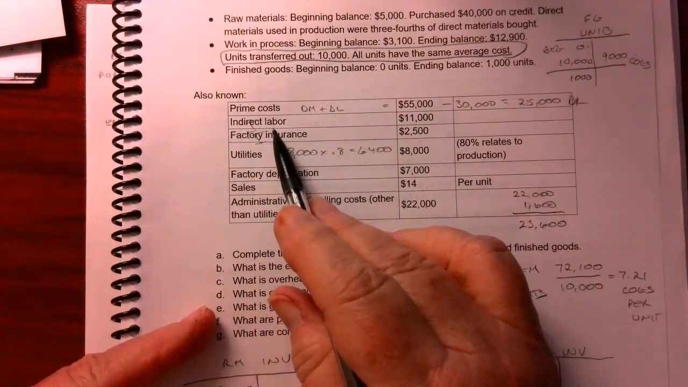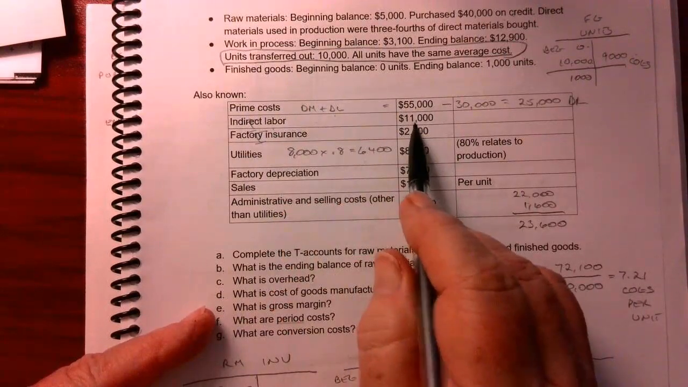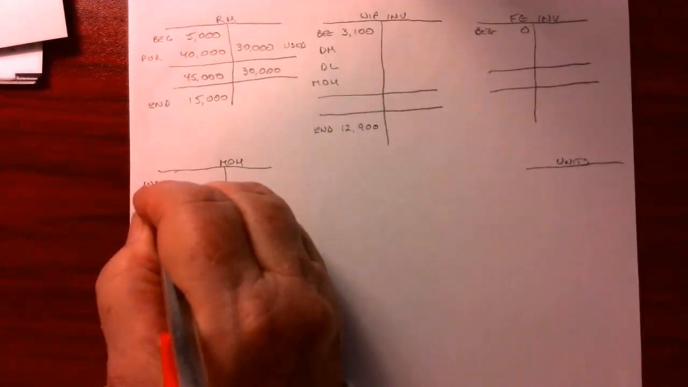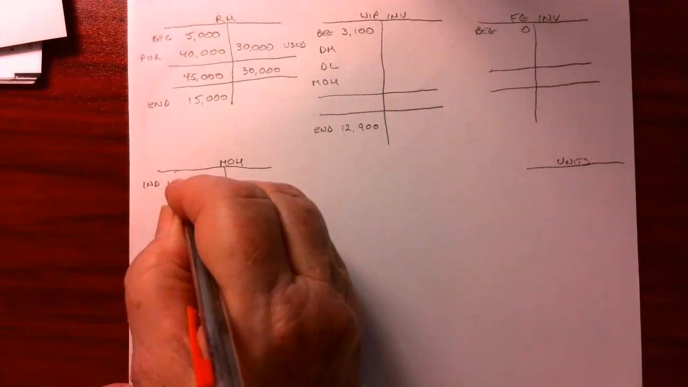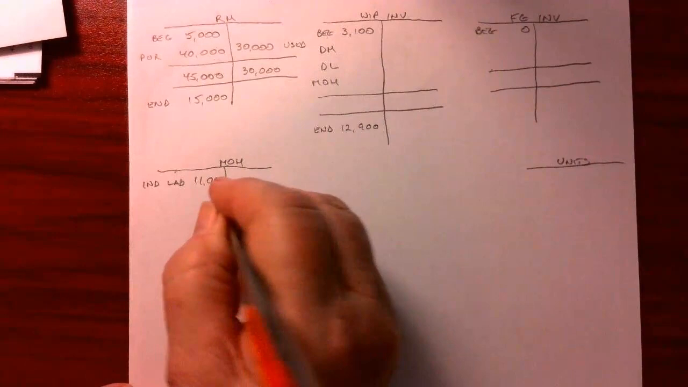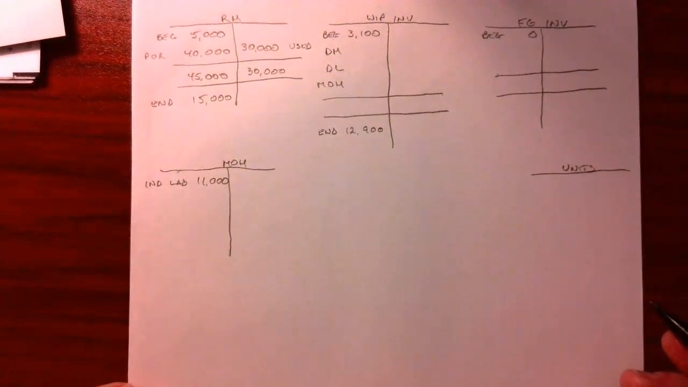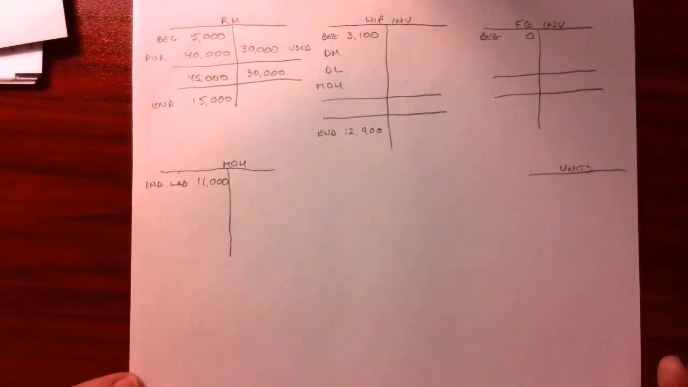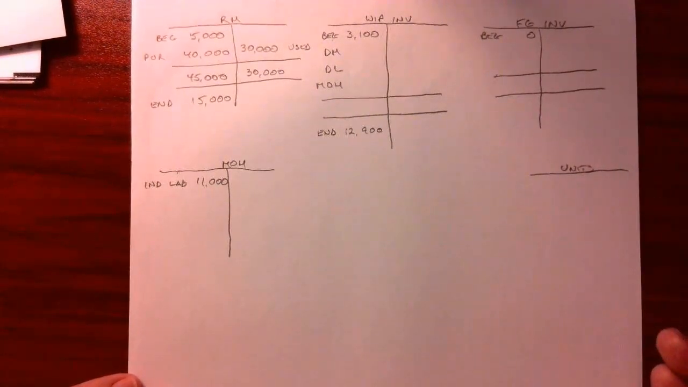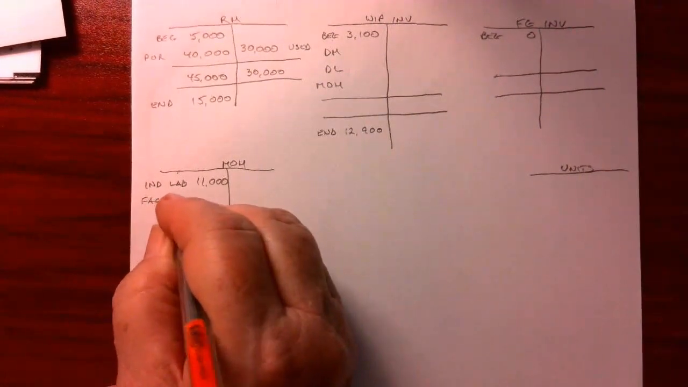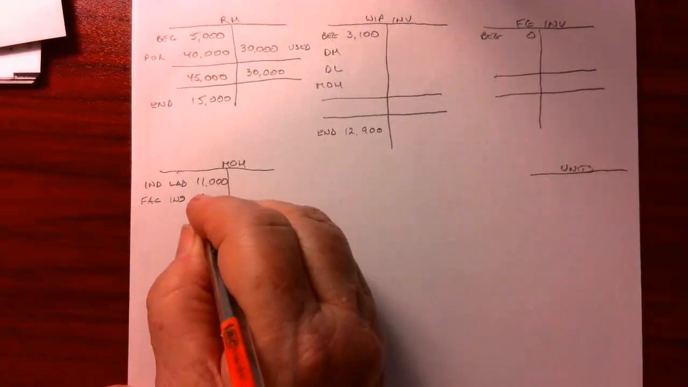The next one is indirect labor for 11,000, and that is an overhead. So we'll go down here to manufacturing overhead, MOH: indirect labor, 11,000. It's quite a bit. And then factory insurance. Factory insurance would also be a product cost, and it would be an overhead because it's not direct. Factory insurance is 2,500.